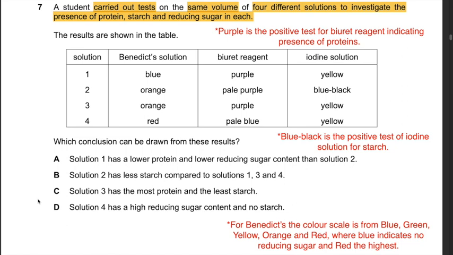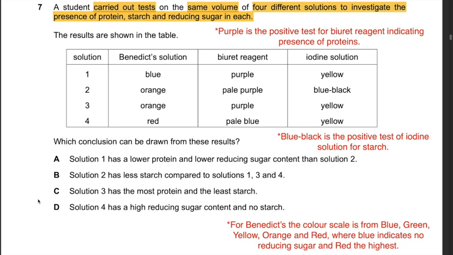The positive test for Benedict's solution has a color scale from blue to green, green to yellow, yellow to orange, and finally red, where blue indicates no reducing sugars present and red the highest reducing sugar present. Hence, going to the answers, A says solution 1 has a lower protein and lower reducing sugar content than solution 2, that is incorrect. In solution 1 it is purple, whereas in solution 2 it is pale purple, and purple indicates more protein compared to pale purple. Hence solution 1 has higher protein content than solution 2, not lower.